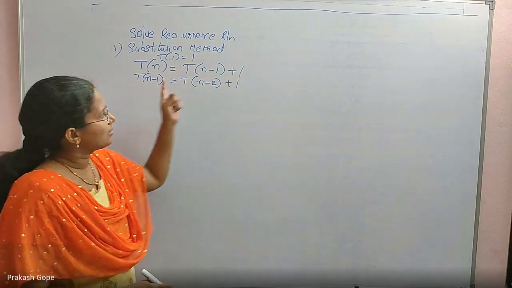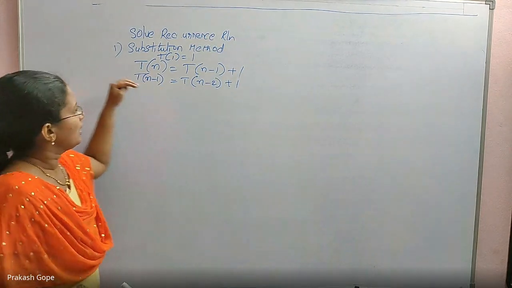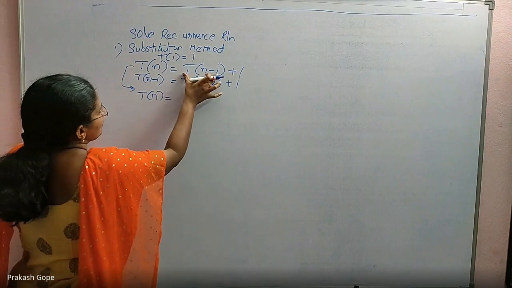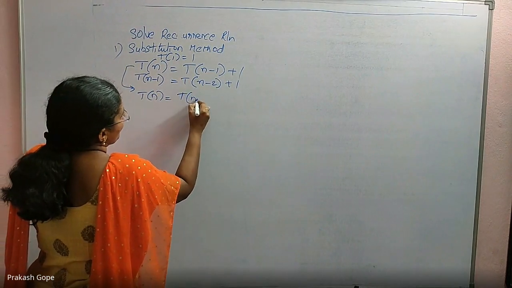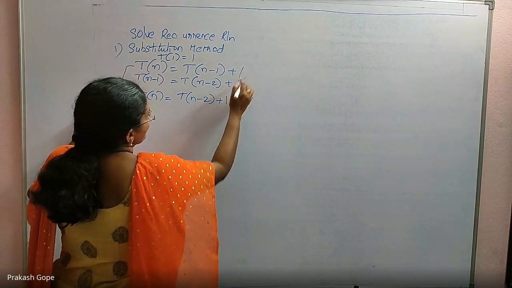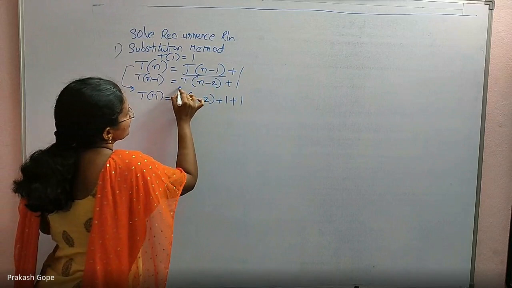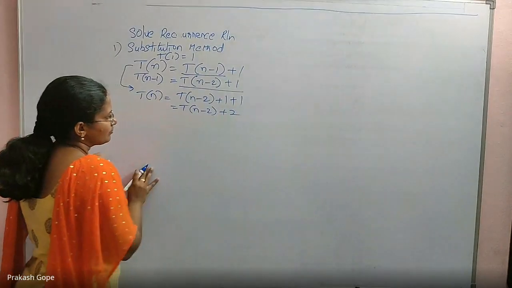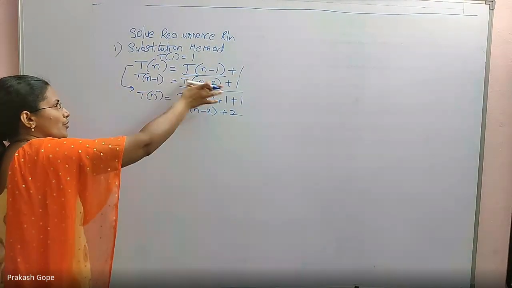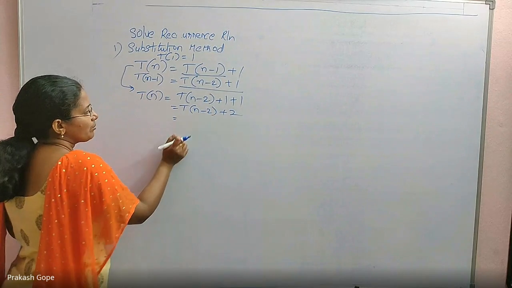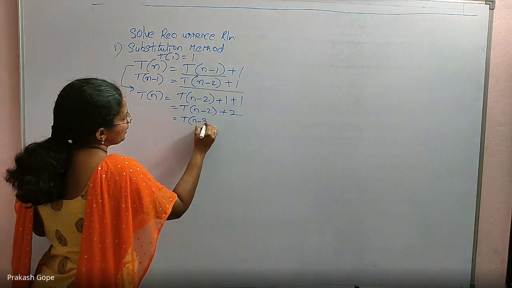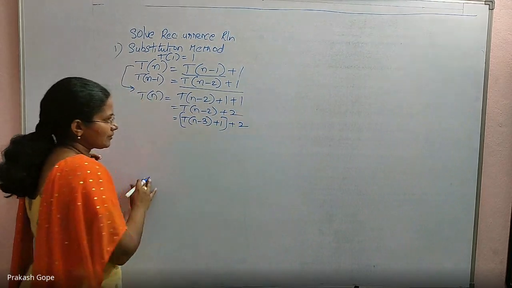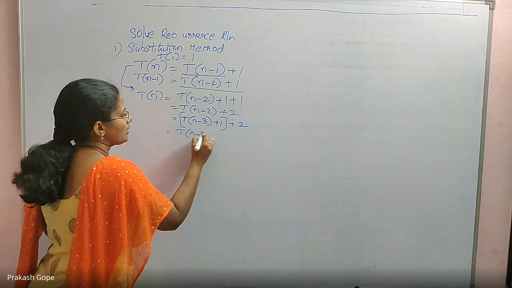T of n formula is this. Then T of n minus 1 formula will be this. I will substitute this here. So T of n is equal to, in this place I want to keep this. T of n minus 2 plus 1 plus existing 1 is already there. In this place I substituted this. Nothing but T of n minus 2 plus 2. I'll continue the same. Then what is T of n minus 2? It is T of n minus 3 plus 1. That is the substitution. This plus 2 I am keeping it as it is. Simplify: T of n minus 3 plus 3.